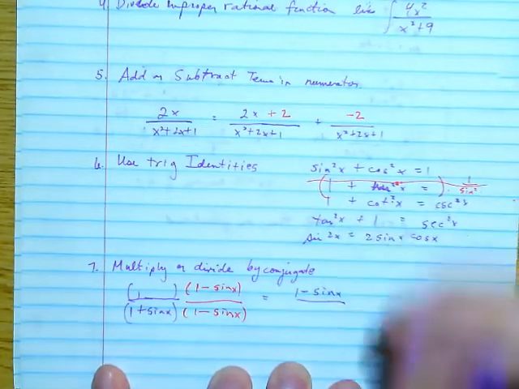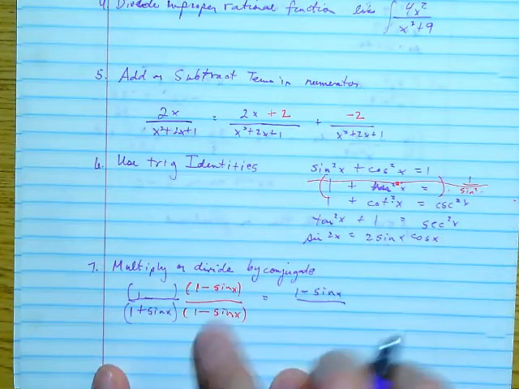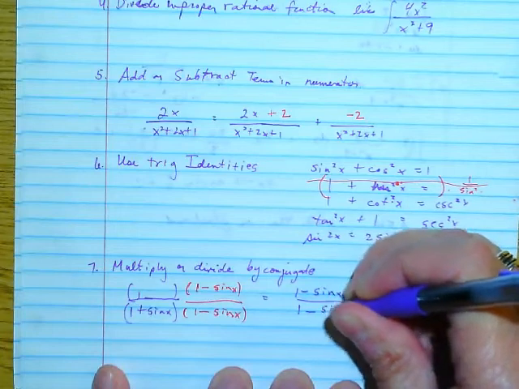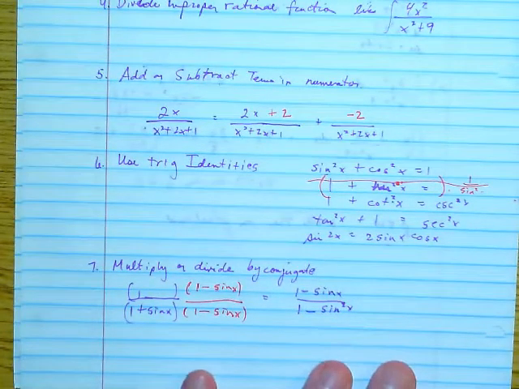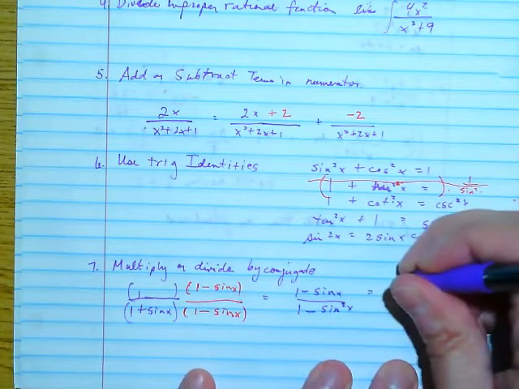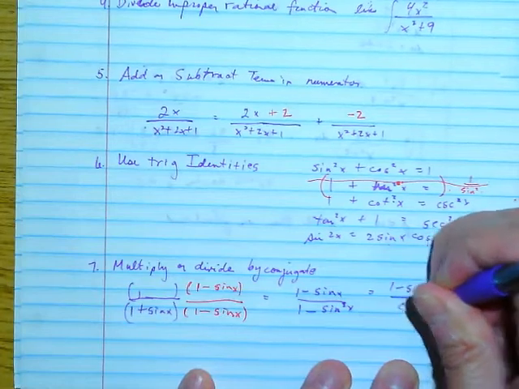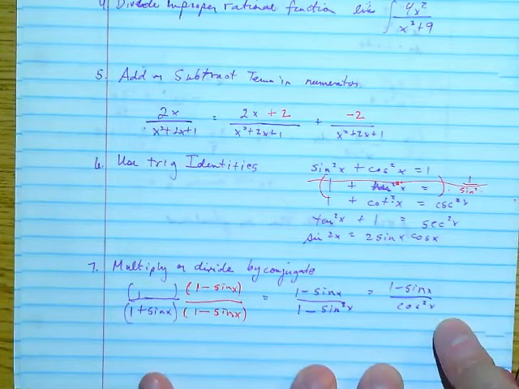Okay, cool. But then you'd get what on the top, I mean. If you multiply that out, you'd get 1 minus sine squared of x. Isn't that cosine squared? So 1 minus sine x over cosine squared. And you could do some work there. Now you've got a simple fraction that you can break up.